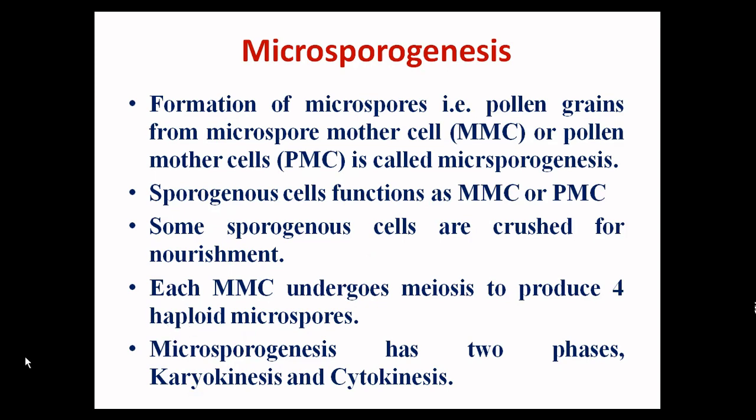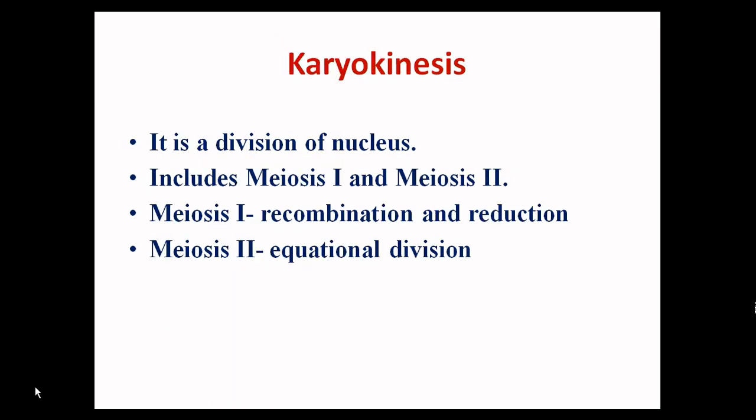Microsporogenesis basically has 2 phases. One is karyokinesis and the other is cytokinesis. The first phase is karyokinesis. Karyon means nucleus and kinesis means division. So simply, karyokinesis is a division of the nucleus.